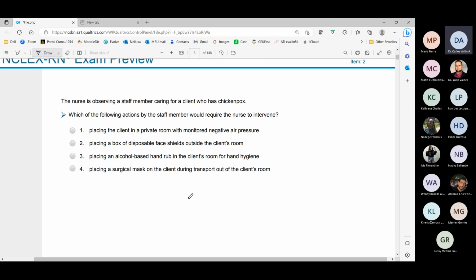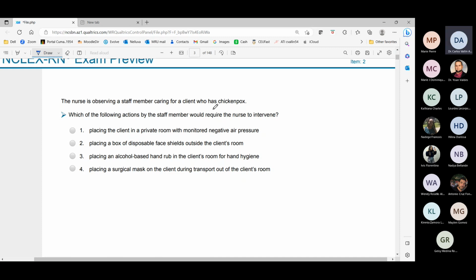The nurse is observing a staff member caring for a client who has chickenpox. So now we go to infectious diseases. Chickenpox, the other name is varicella. What do we know about this disease? Well, it's a viral disease.